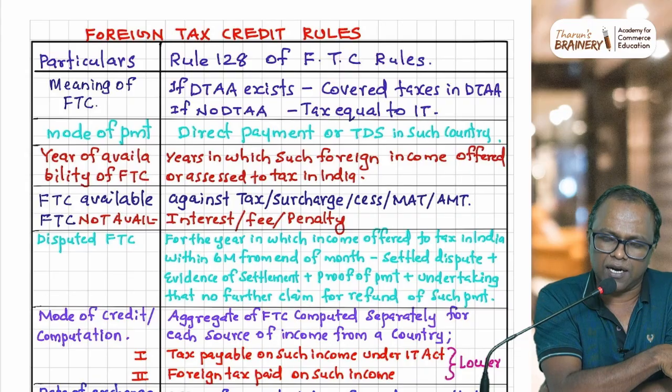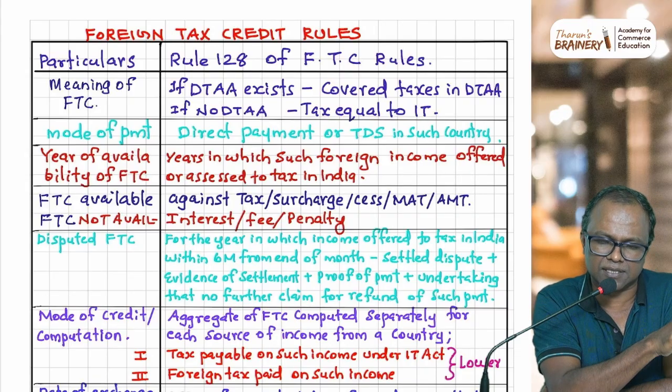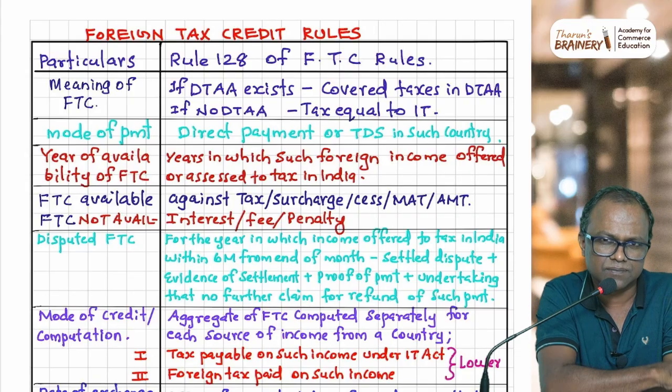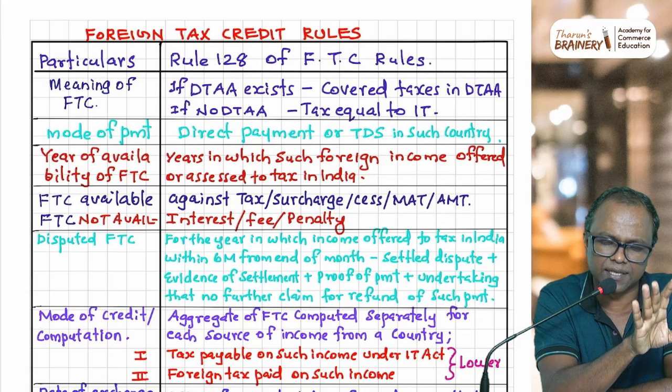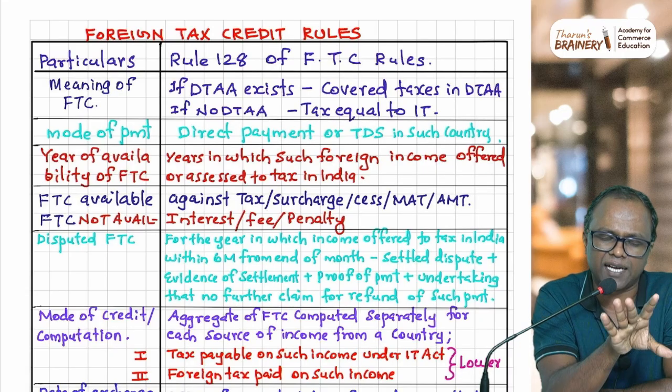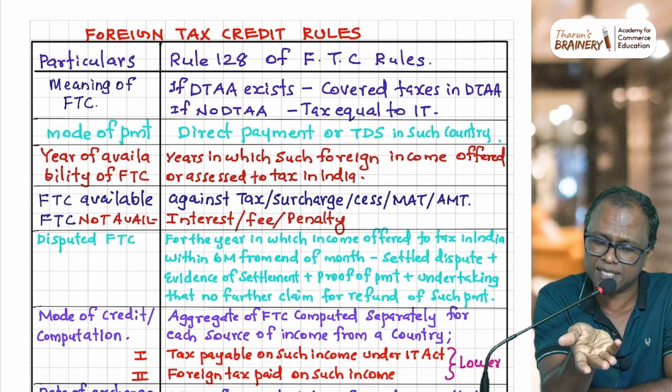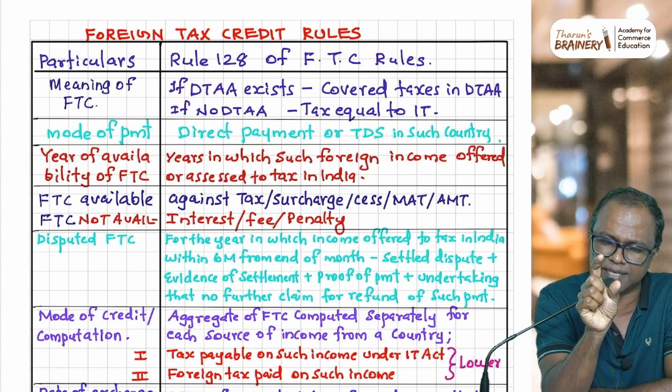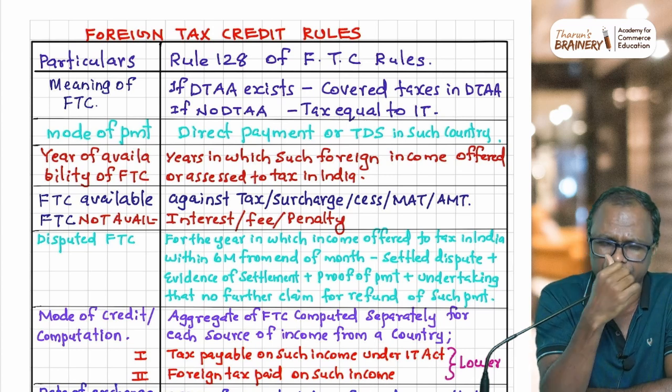For Australia, taxes here means the taxes in Australia; they will make the list. So only taxes mentioned in the DTA agreement will be eligible for relief. If a tax is in the nature of an income tax but is not mentioned in the DTA agreement, you won't get the relief.